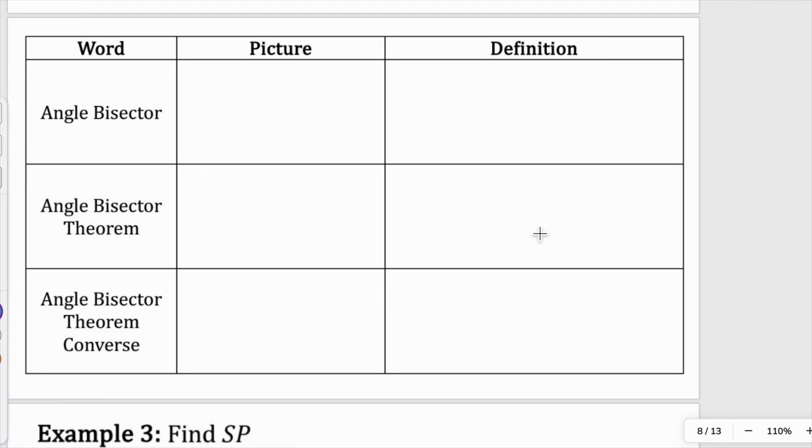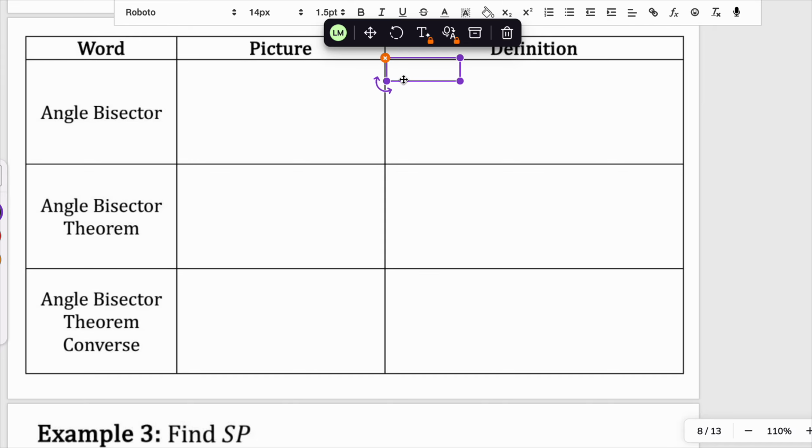Next up for triangle vocabulary is angle bisector theorem, and the converse of that. So again, how we did it before, we're going to type out some definitions and then draw some pictures. An angle bisector is a segment that divides an angle into two congruent angles. You can see it using a line, a segment, or a ray.